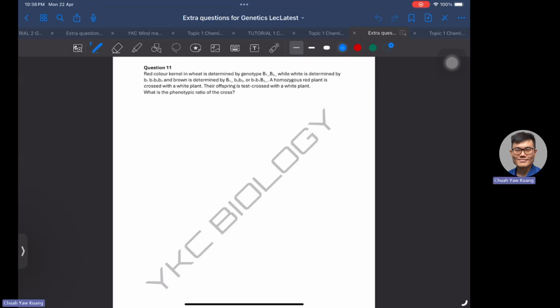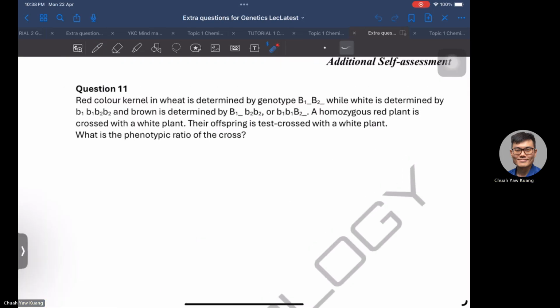Question 11 is about the color of the canal in the reed. Based on the questions, we can see that red color will have the genotype of at least one dominant B1 and at least one dominant B2. Then white color is determined by homozygous recessive B1 and B2. So let me highlight that.